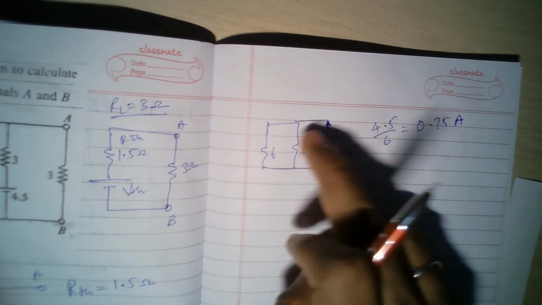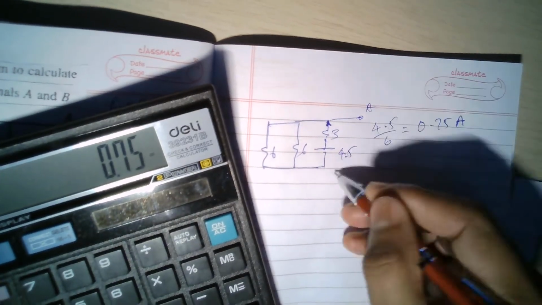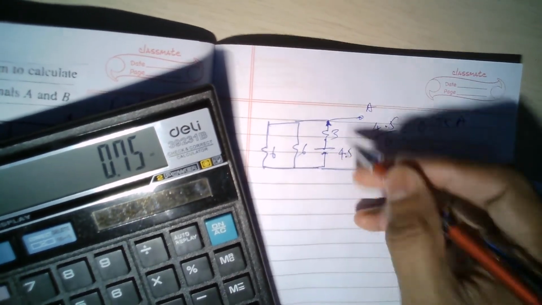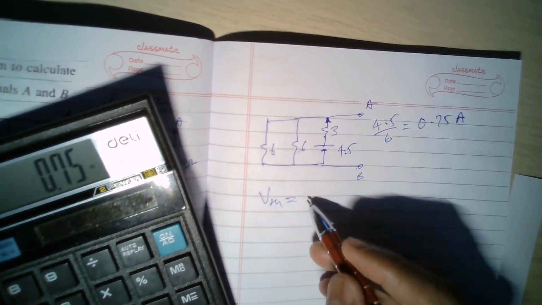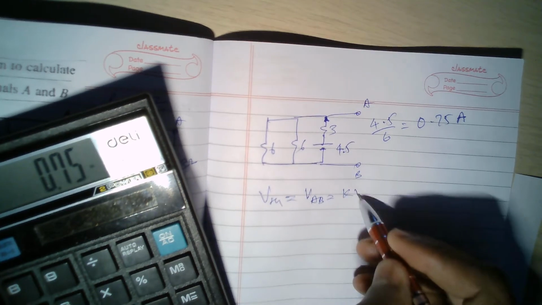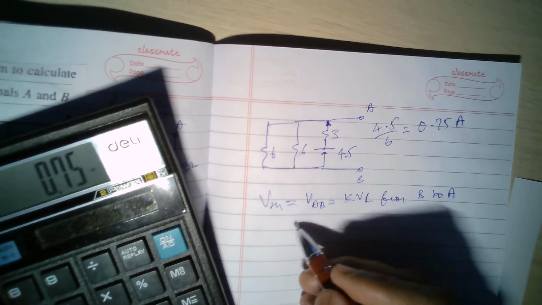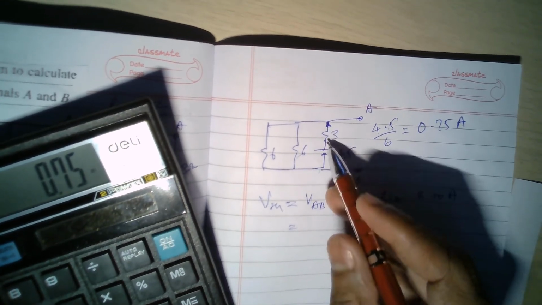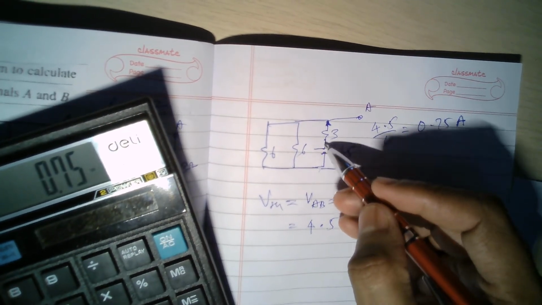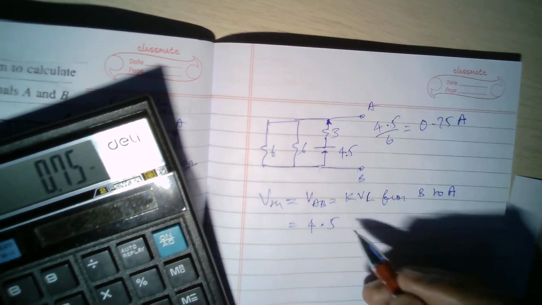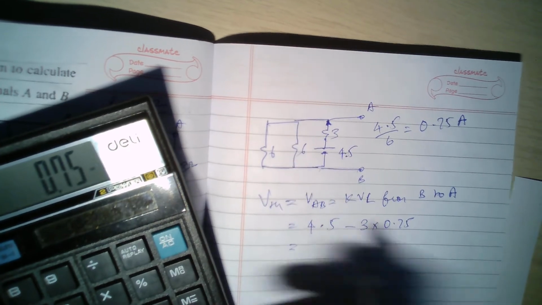Now what will be the voltage drop in this? Basically now we have A here and B here, right? So we need to find the potential difference between A and B. So VTH, and the other two currents anyway cancelled. So VTH equal to VAB is equal to, by Kirchhoff's voltage law from B to A, you start from B, you go up, and it will increase by 4.5. So plus 4.5, increase your voltage. Then you are going in the same direction of current, so your voltage drops. So minus 3 into 0.75. Okay, so this is your voltage.